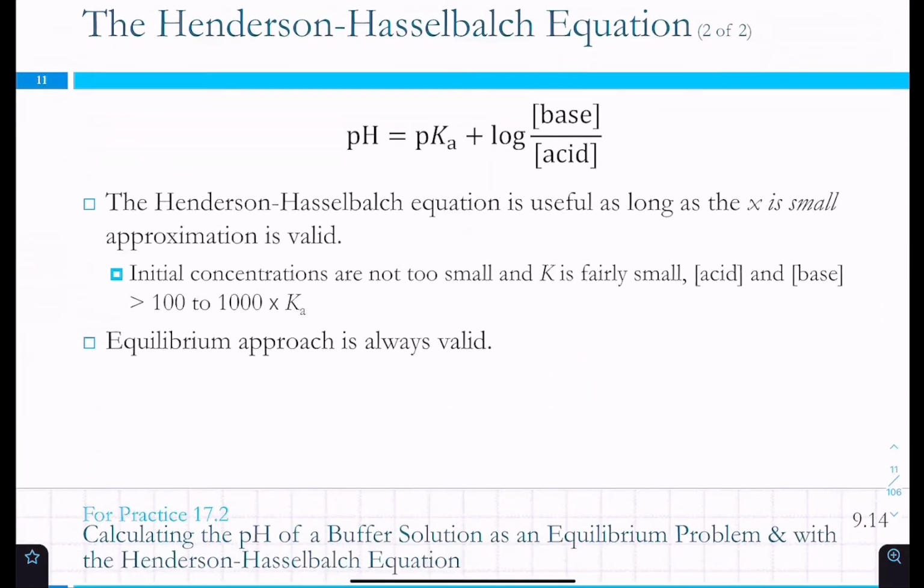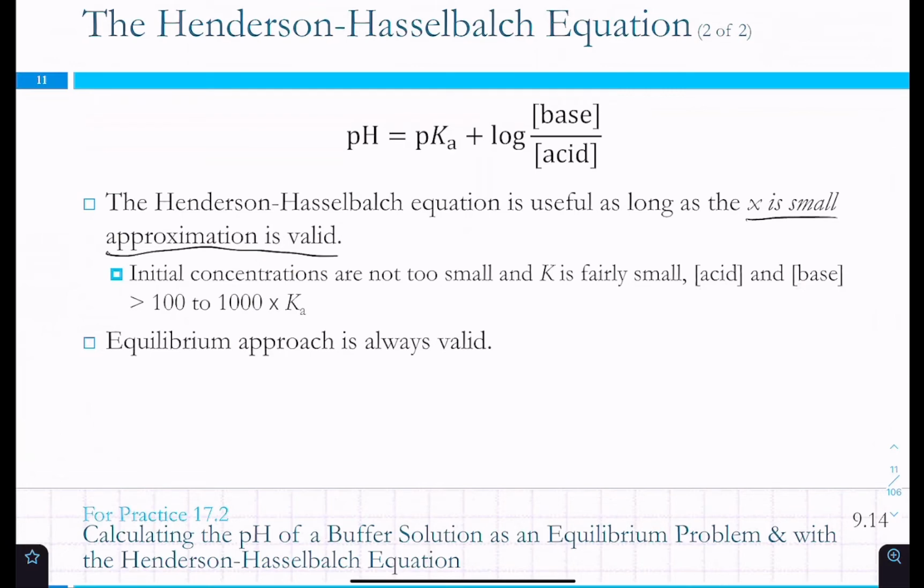So the Henderson-Hasselbalch equation is useful as long as the x's small approximation is valid. So initial concentrations are not too small, and K is fairly small. So the acid and base are greater than 100 to 1,000 times larger than K. So if we've got like 0.1 for each of our acid and our base, then our K could be something like 10 to the -3, and we could still be okay with the x's small approximation. But you can always do an ice table and get the correct answer.